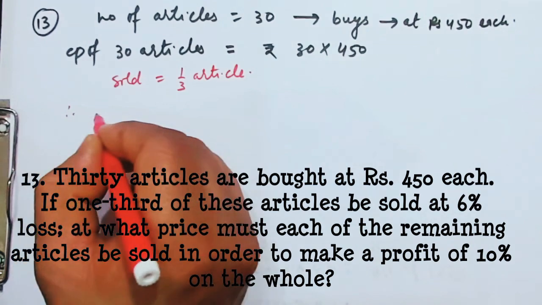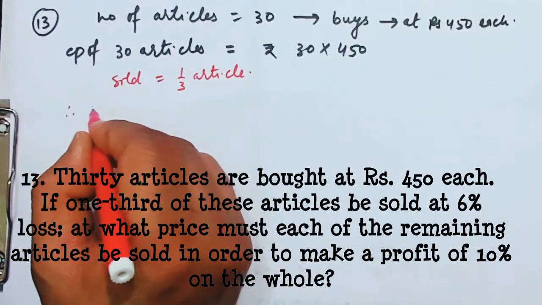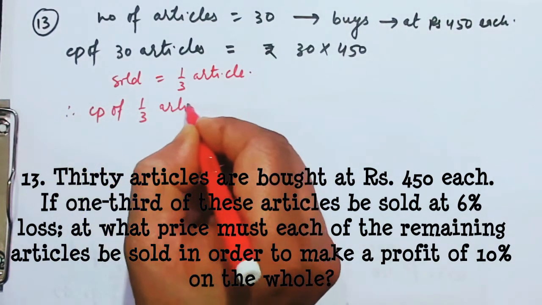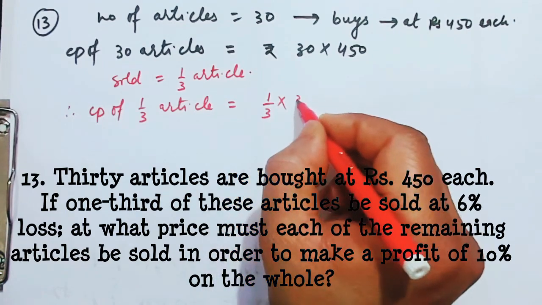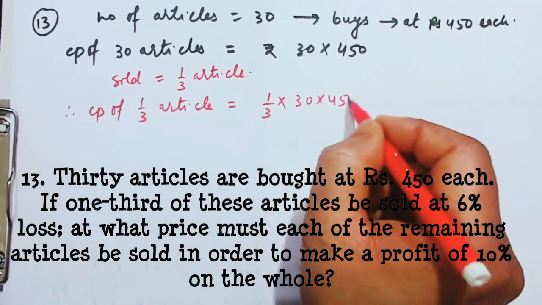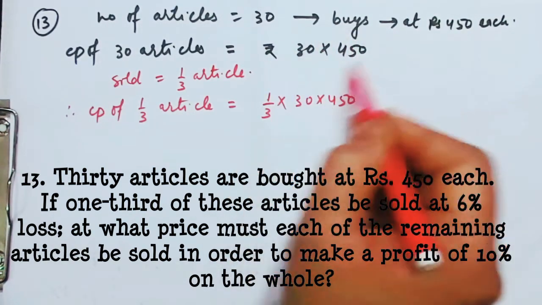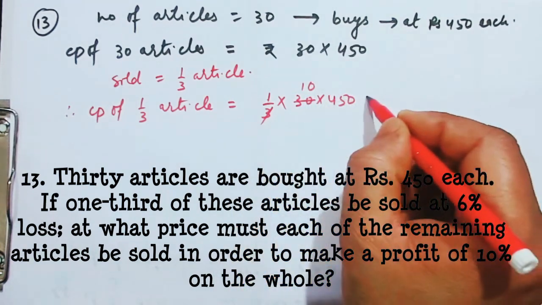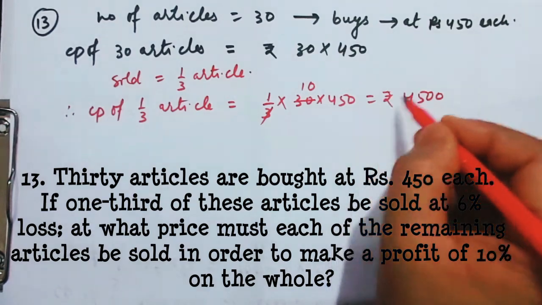This means when 1/3 article is sold, therefore cost price of 1/3 article is equal to how much? It will be equal to 1/3 of 30 into 450. This was the cost of total article. So 1/3 article cost will be equal to your rupees 4500. This is 1/3 article.